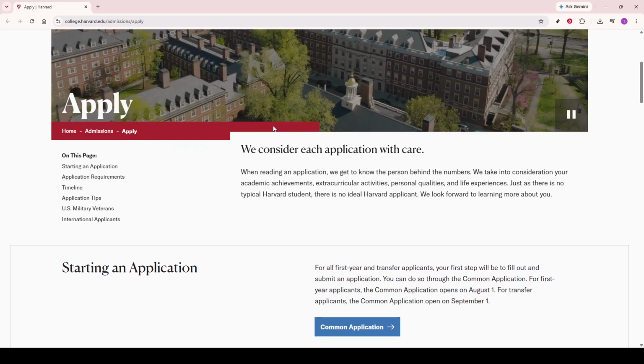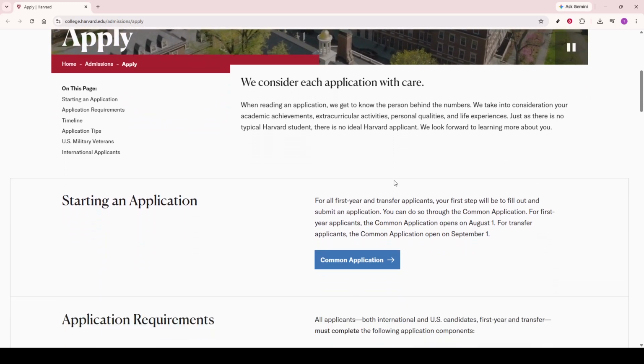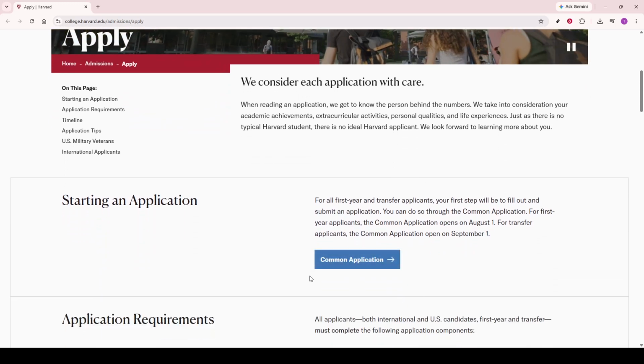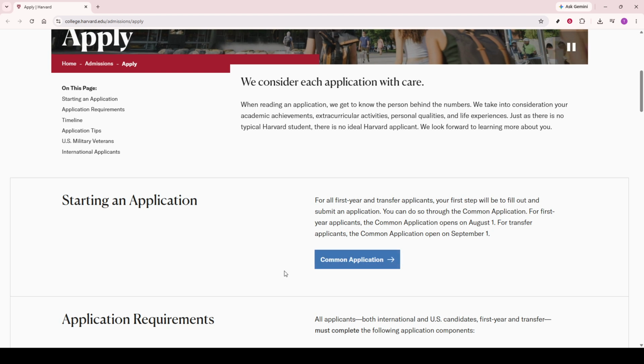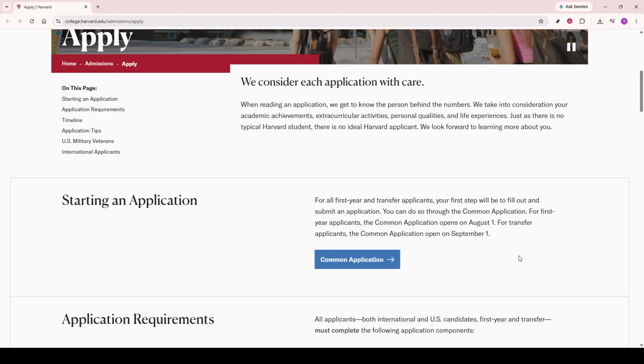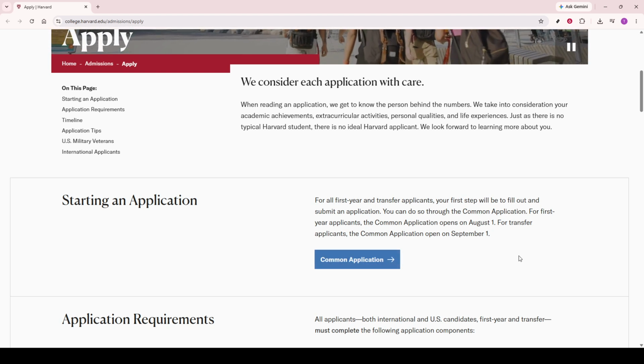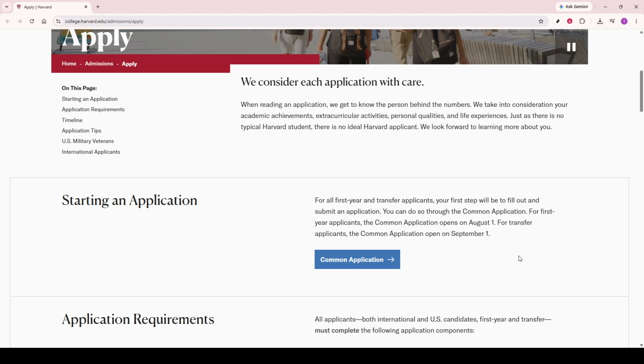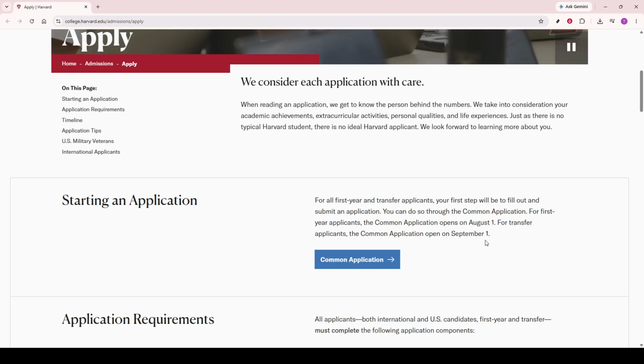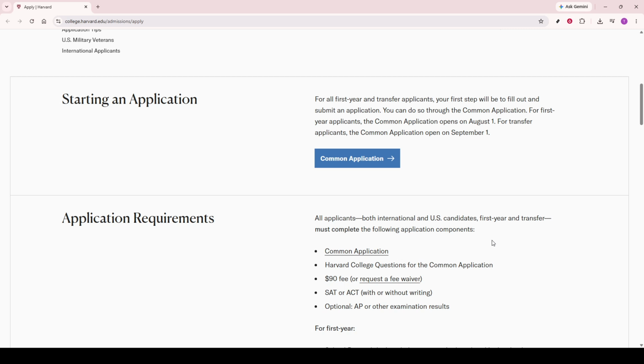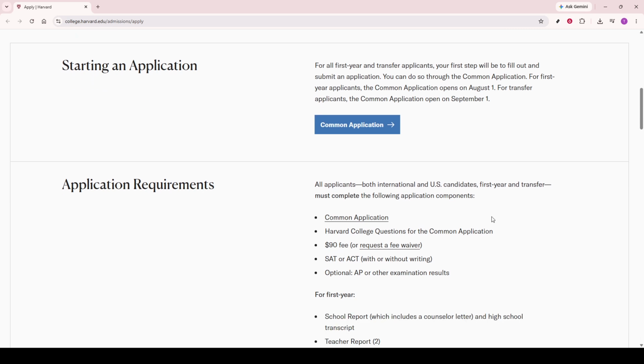For the actual application, Harvard uses the Common Application. That means your first major task is to complete and submit the Common App. Along with the main application, you'll also need to answer Harvard-specific supplemental questions, which are typically short written responses tailored to the school. These are important because they help the admissions team learn more about you beyond grades and test scores, so make sure your answers are thoughtful and clear.